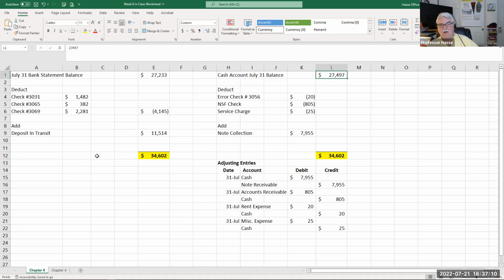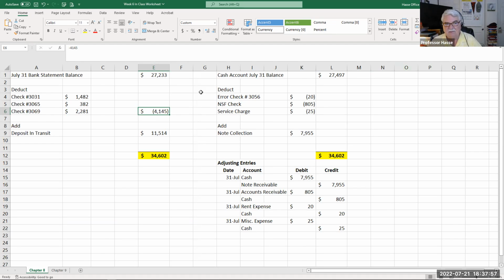Example, in my $27,497 cash balance are 3 checks that I have written that have yet to clear the bank. Check 3031, 3065, and 3069. So these checks have been deducted or credited to my cash account, but the bank has yet to see them. It's not in that balance. So I have to deduct them from the bank balance to show that eventually they're going to clear the bank. It's called outstanding checks. So the total of these, $4,145, is the reconciliation balance, taking them out of the bank account to match the cash account.